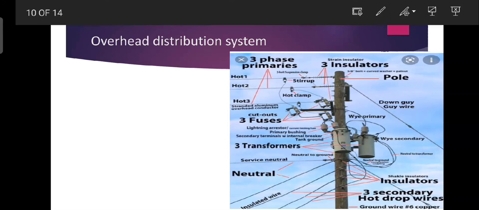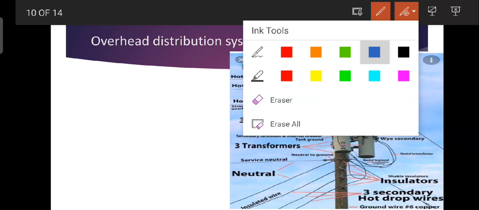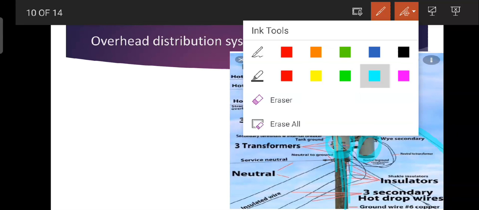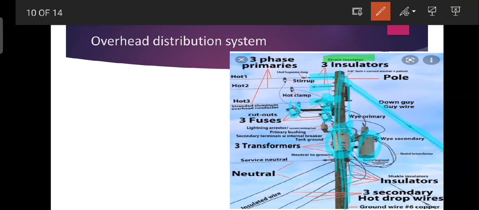And there is a figure of an overhead distribution system. This is our pole, and those are our two transformers connected over here, and those are our three cutout fuses, and this is our guy wire to support the pole, and there are 3 insulators connected over here. Those insulators are called strain type insulators.